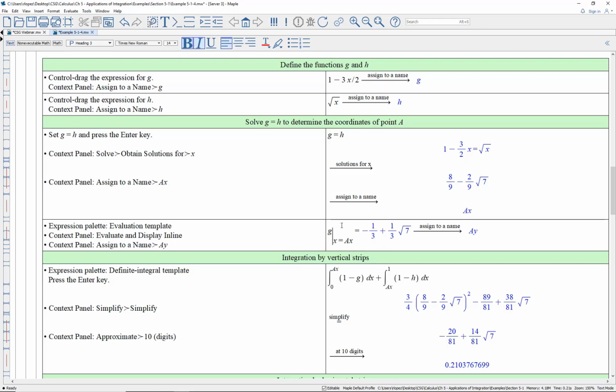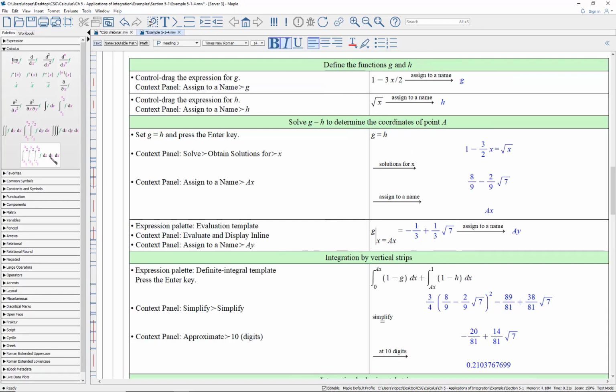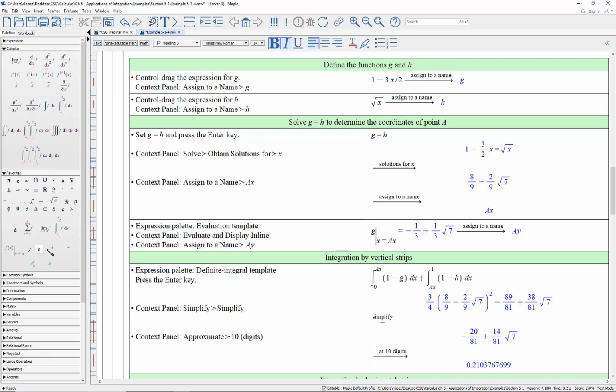Now, this icon, or this template, comes from, I've got it down in my favorites. It comes from the evaluation template. It's the evaluation command. Okay, so I've made use of that right here.